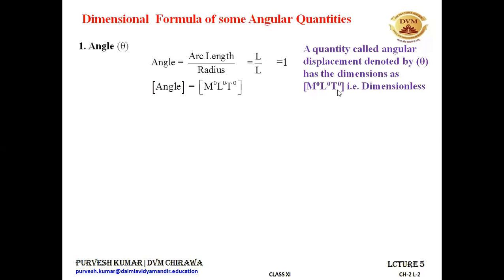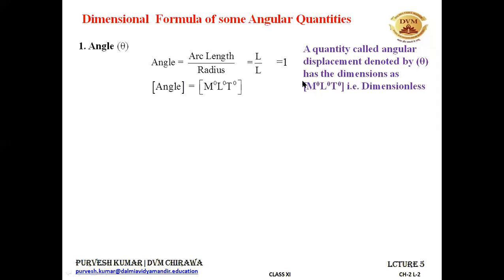Whenever a quantity has this kind of dimensions, it is known as dimensionless. So you can see that angular displacement is another quantity that has dimensions M0 L0 T0.